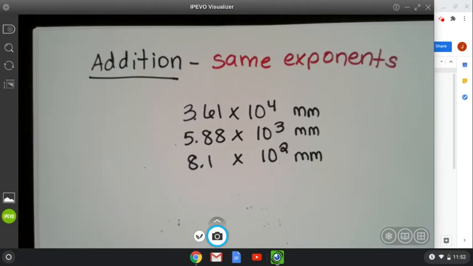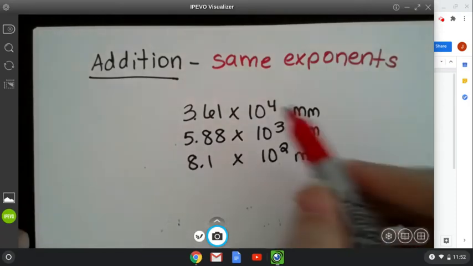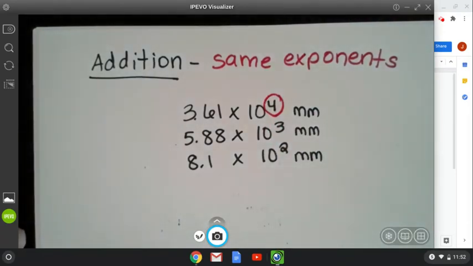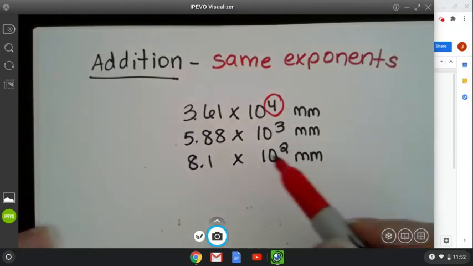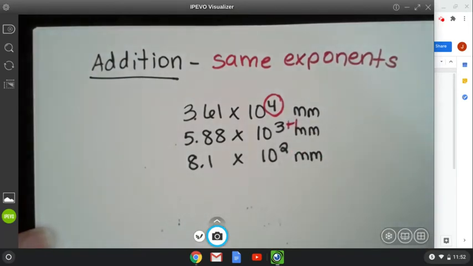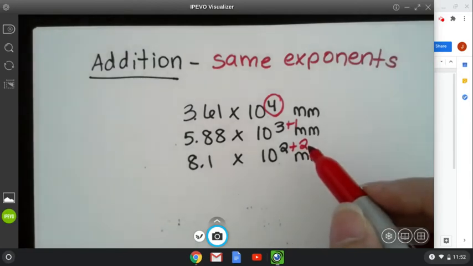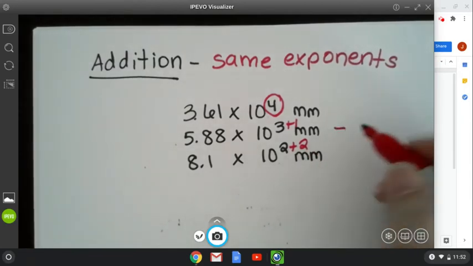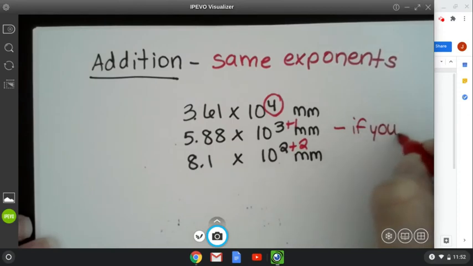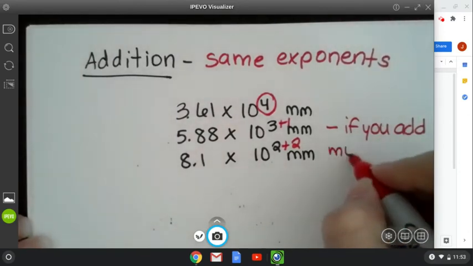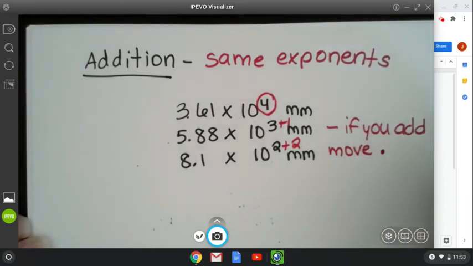So our rule, same exponents. When we do this, we're going to look at the number that has the highest exponent. So that would be 4, which means the rest of our numbers, we need to make sure that they have an exponent of 4. So in order to get to 4, we're going to add 1. In order to get to 4 from here, we need to add 2. Now, for a general rule, I'm going to write over here, if you add to your number, you're going to move your decimal place this way, to the left.